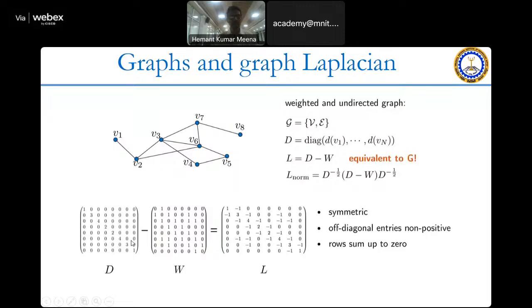What you are seeing here is 1, 3, 4, 2, 2. Only the diagonal elements are non-zero. All the other elements are zero. So now the question arises, how do you calculate the diagonal matrix? The diagonal matrix is simple. The diagonal matrix is computed from the weight matrix only. How do we compute it? We add up all the values of the weight matrix and put that value at the diagonal element.